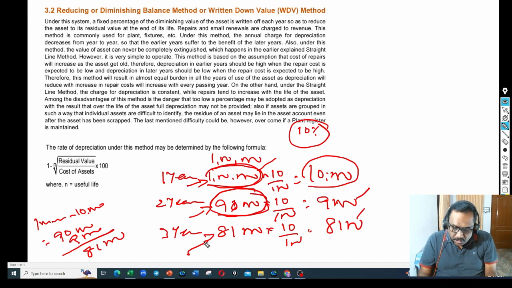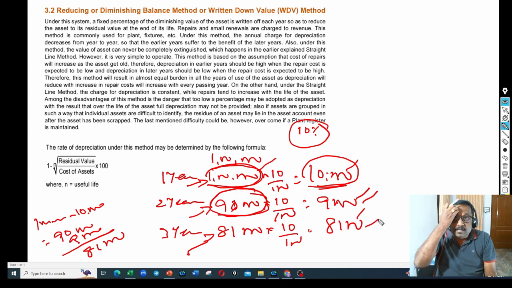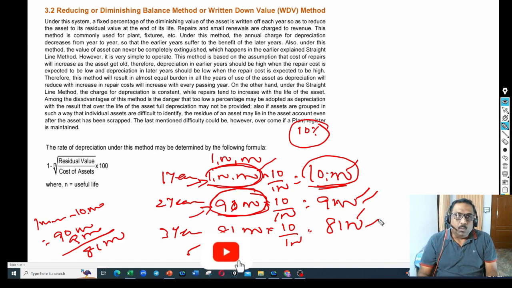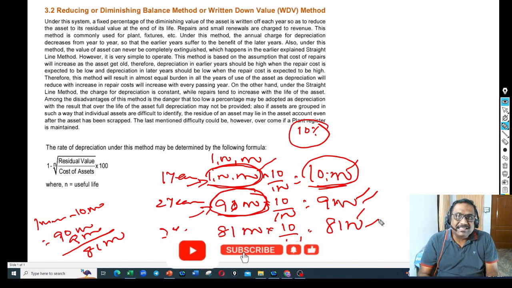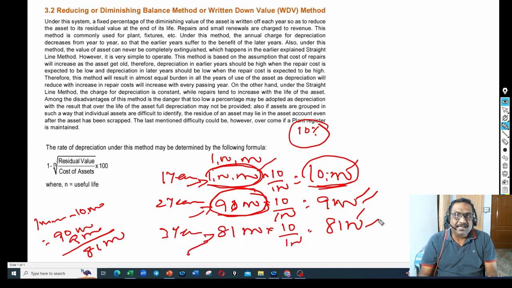Number two, see the depreciation. First year it is 10,000, second year 9,000, third year 8,100. So year on year your depreciation is reduced. So your asset value is reducing and your depreciation value is also reducing. That is the reason why we are calling this method the diminishing balances method or reducing balances method.